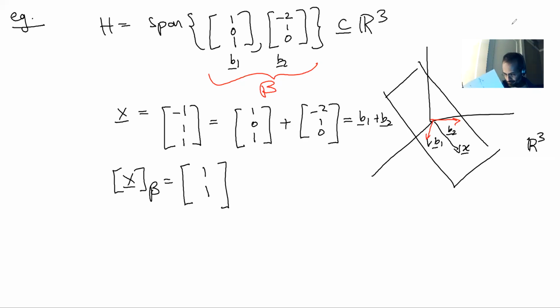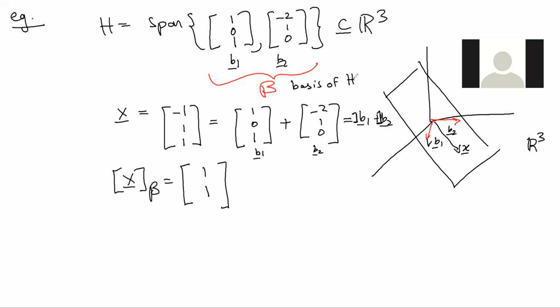Any questions about that? Can you explain why the coordinate vector is 1, 1? Yeah. Because I expressed x as a linear combination with coefficients 1 and 1 of the basis. Oh, okay. Yeah, thank you. Yep. So remember, this is B1 and this is B2, right? So B1 and B2 are the basis for this subspace, not for R3, right? Exactly. B is a basis of H. Okay. Any other questions?